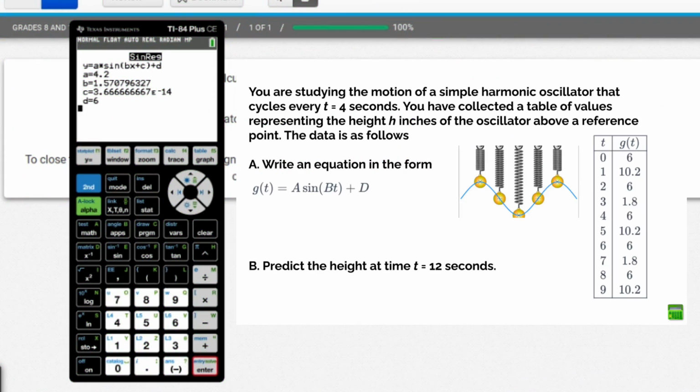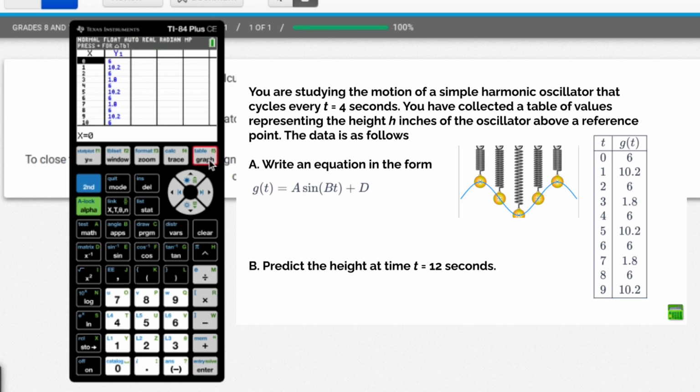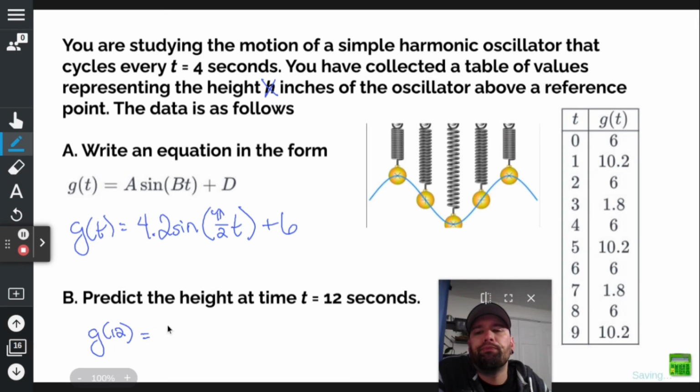Part b is asking us to predict a height at time equals 12 seconds. The easiest thing to do, since we stored this already into y equals, is go to second graph, scroll down to 12, and find out that the answer is just 6. So in this case, 6 inches off the ground.